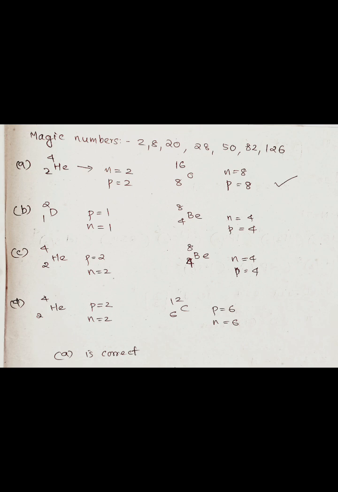Then coming to option D, that is 2He4. For 2He4, P is equal to 2 and N is equal to 2, and 2 is a magic number. But 6C12 has P is equal to 6 and N is equal to 6. 6 is not a magic number. So option D is also wrong. So the correct option is option A.